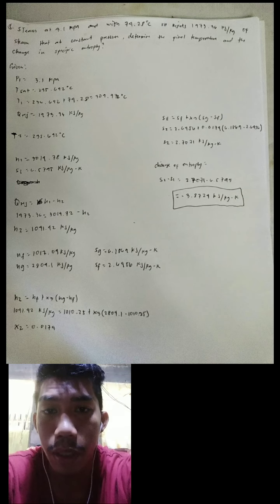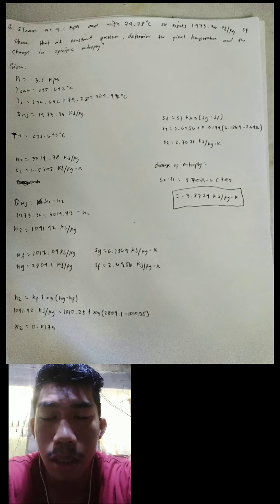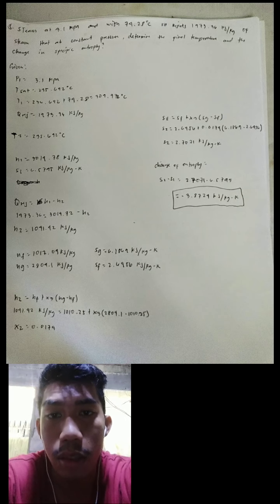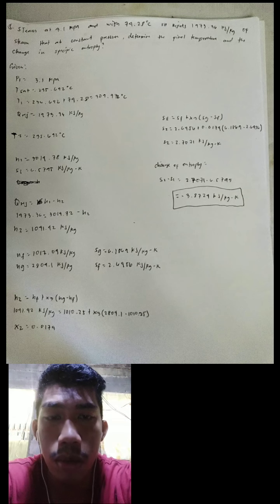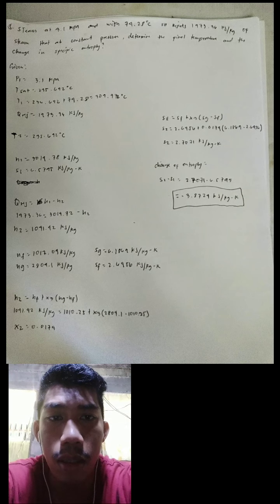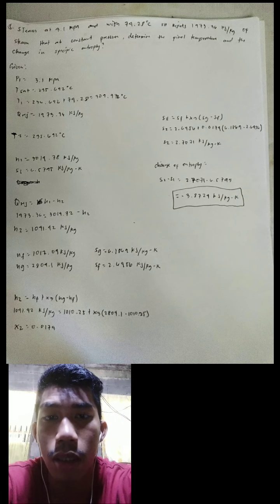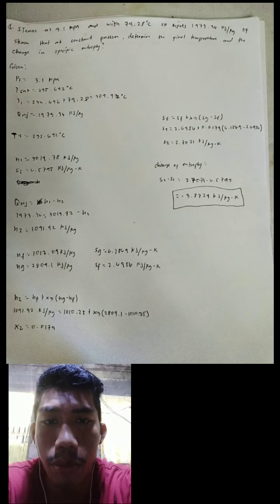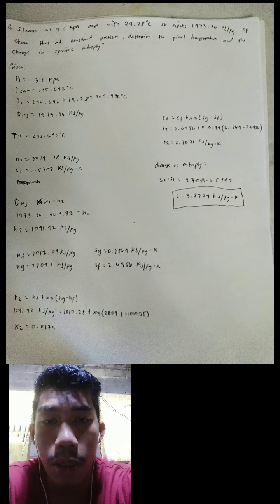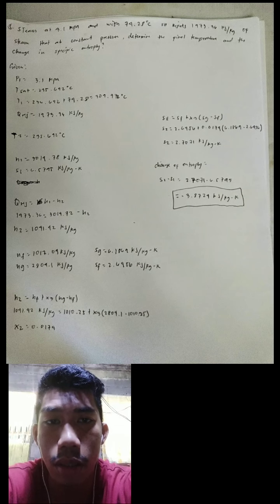So the given is P1 is equal to 3.1 MPa. The T saturated is equal to 235.692 degrees Celsius. T1 is equal to 235.692 plus 74.28, which is equal to 309.972 degrees Celsius. And the Q reject is equal to 1973.36 kilojoules per kilogram. The required answers are the final temperature of the steam and the change in entropy.